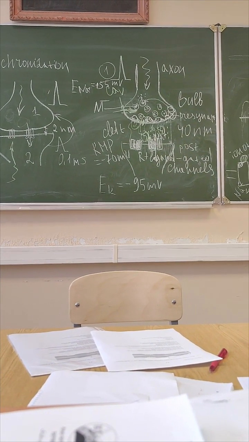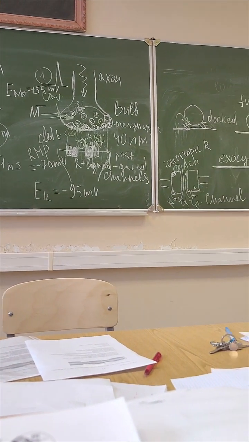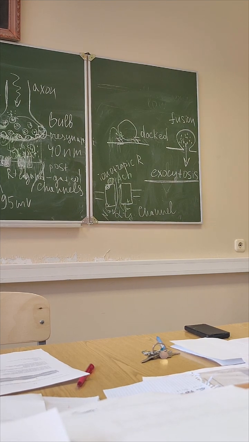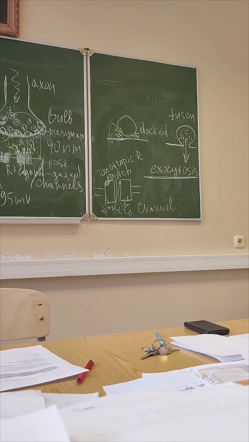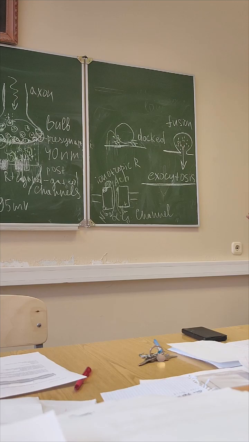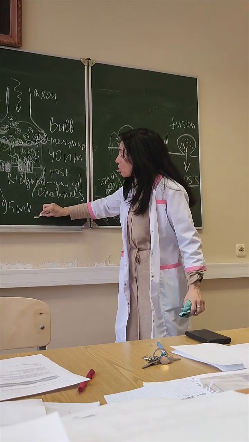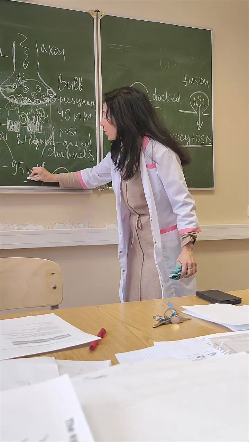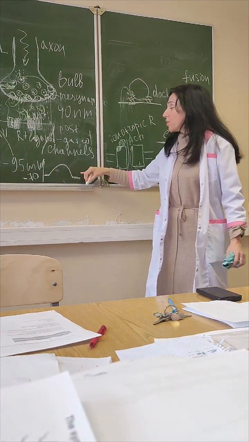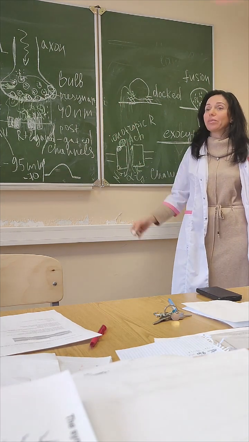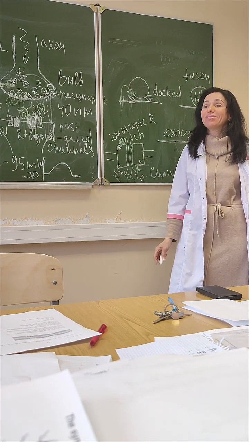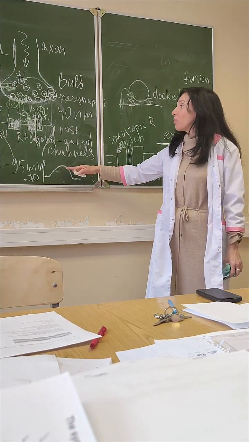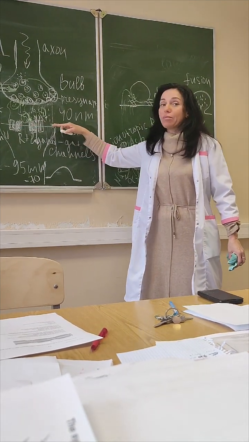Next part. Sodium goes inside and depolarizes the membrane. At first, sodium influx provokes a local potential. What is the name of the local potential in the synapse? Name of the local potential on the postsynaptic membrane.